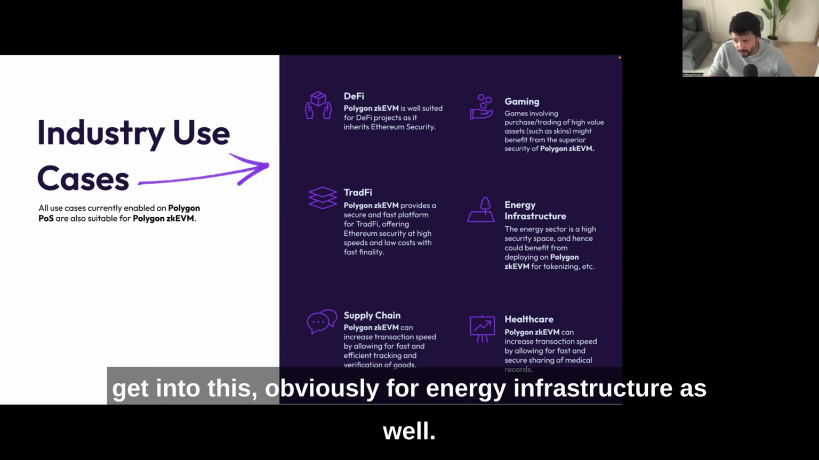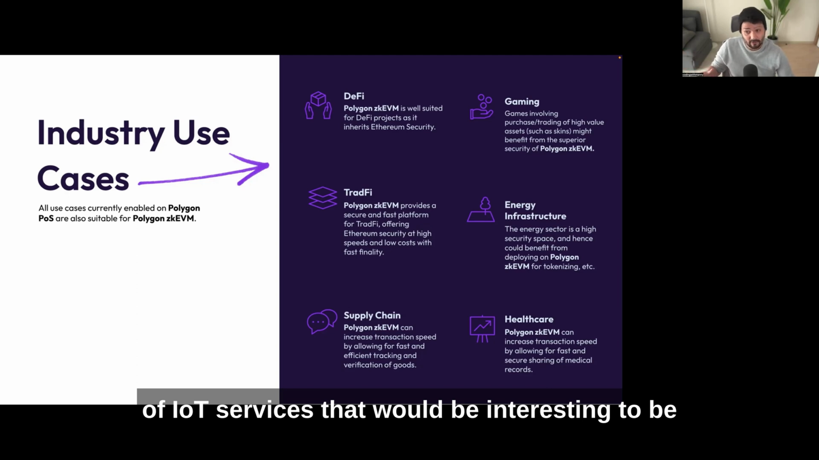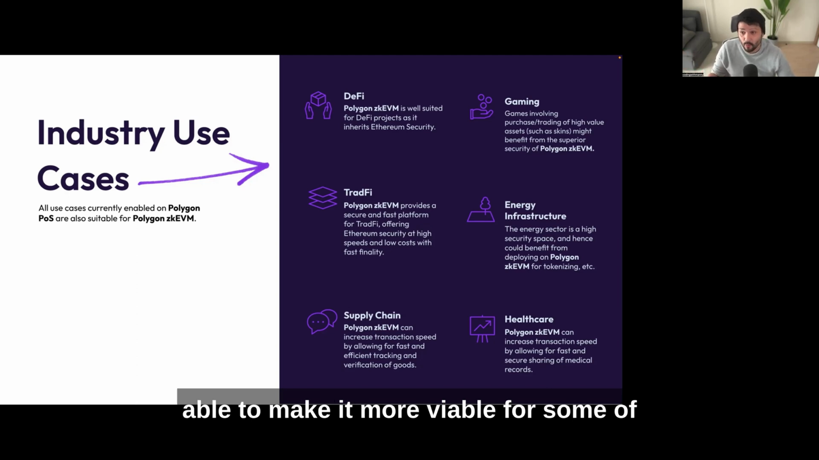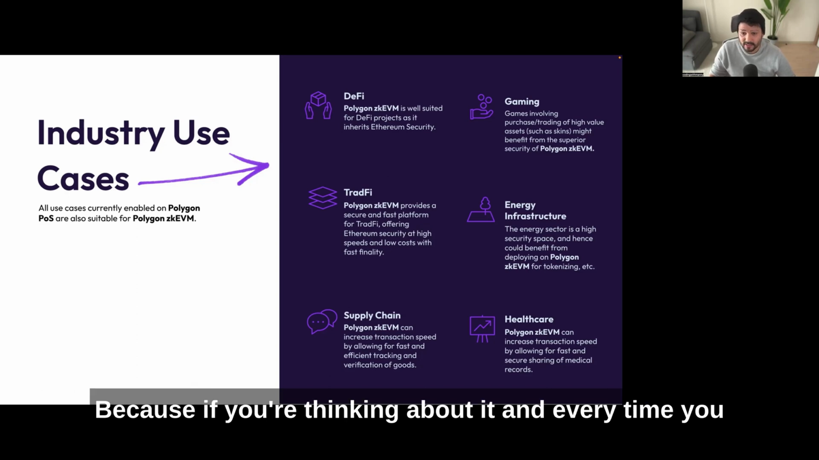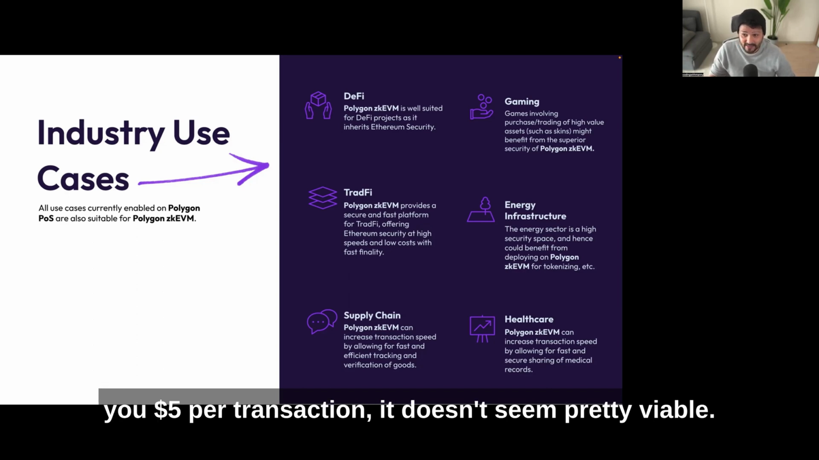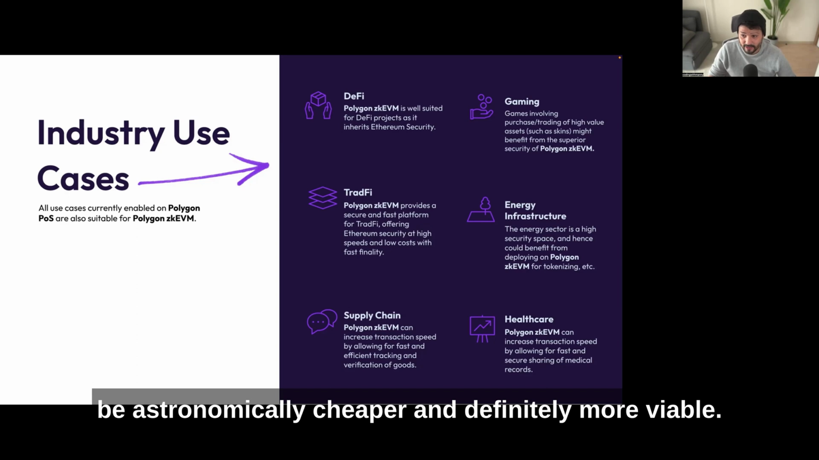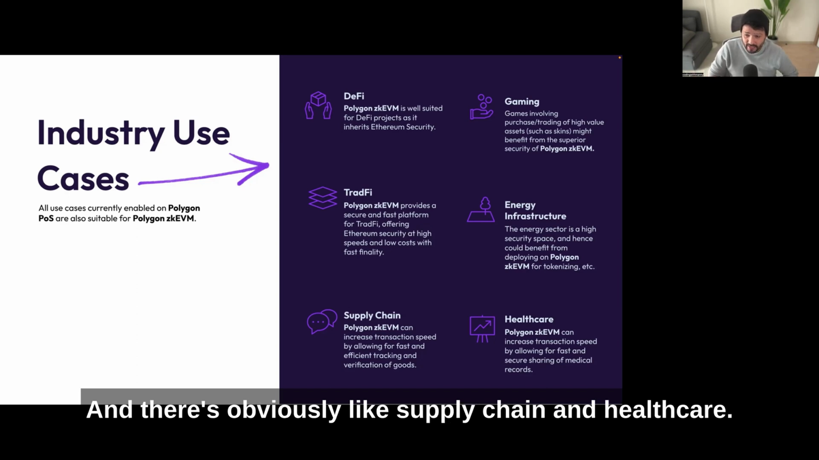Obviously for energy infrastructure as well, if you're trying to keep information from IoT services, that would be interesting to make it more viable for some of these projects to come to fruition. Because if every time you have to post data to Ethereum it's costing you $5 per transaction, it doesn't seem very viable. For zkEVM, that lets the transaction be astronomically cheaper and definitely more viable. And there's obviously supply chain and healthcare.